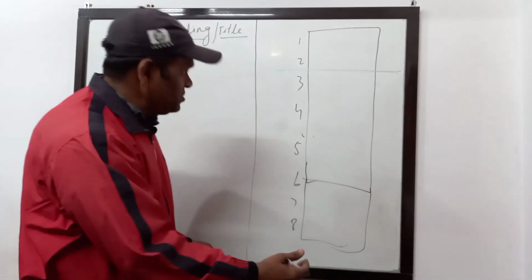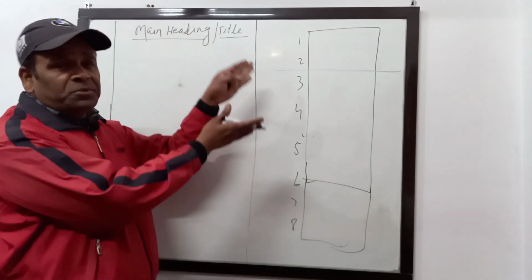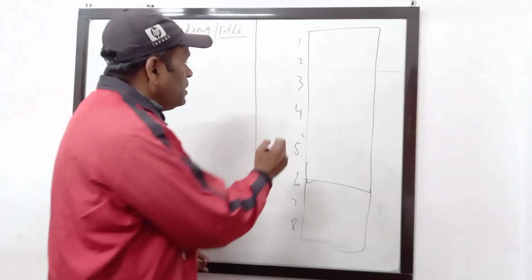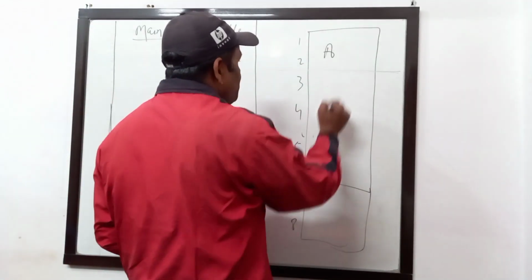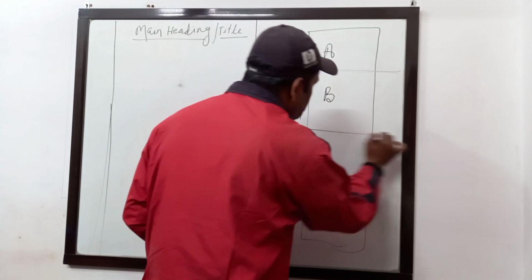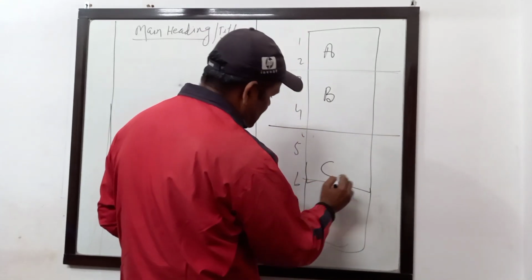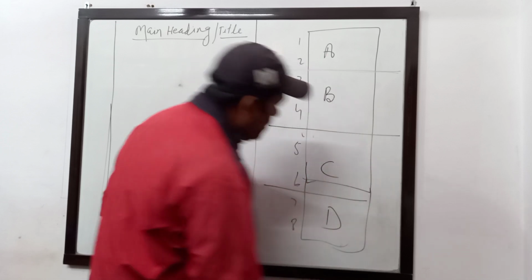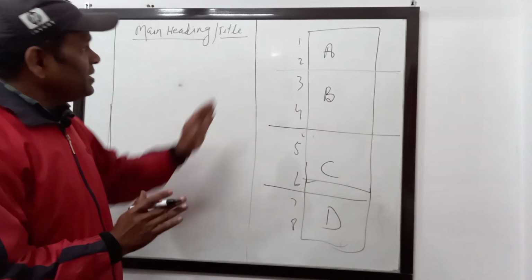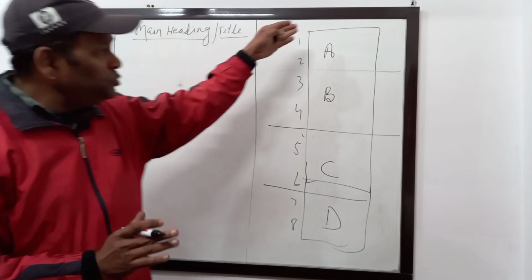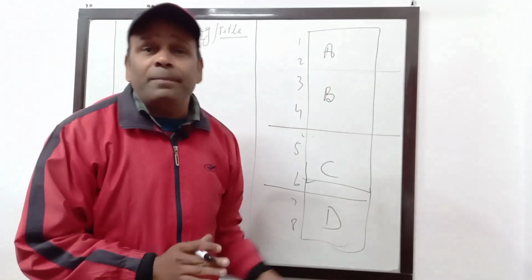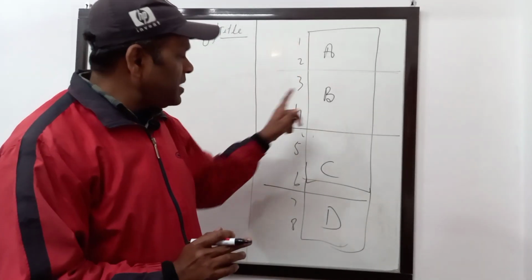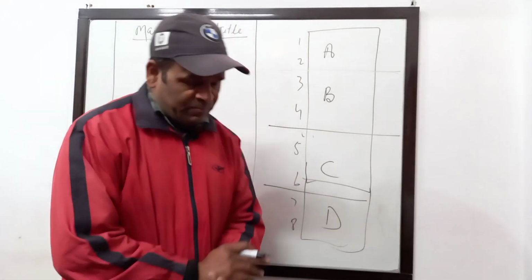Imagine this to be a passage, because it is practically not possible to give you a passage here. So imagine this part to be the passage. This is part A. This you can call part B. This you can call part C. And the last one you can call part D. Got it? After giving the heading, you have to divide the entire passage into sections or parts. Part A, part B, part C, part D.